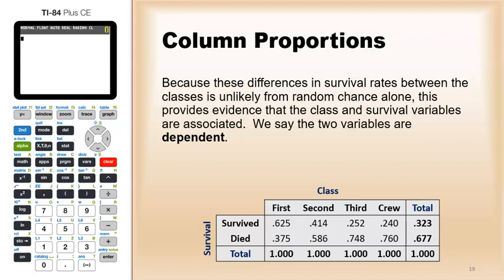This provides evidence that the class and survival variables are associated. So we say the two variables are dependent. What that means is that your chance of survival depended on what class you were in.